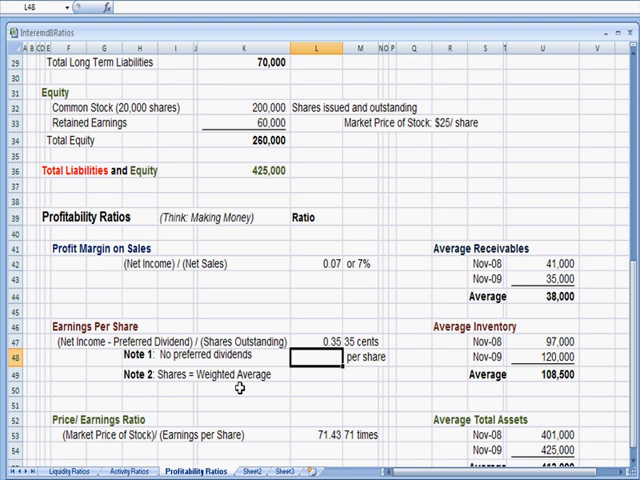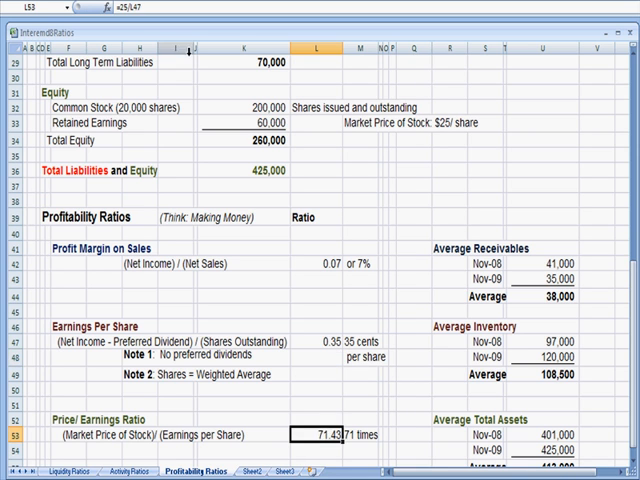The last ratio is price earnings ratio down here in green. Market price of the stock divided by earnings per share. You'll see a market price listed up above here of $25 a share. That is the price that the stock is trading for in the marketplace. We're going to take that market price of 25 and we're going to divide it by the earnings per share, which we've already figured out is 35 cents.